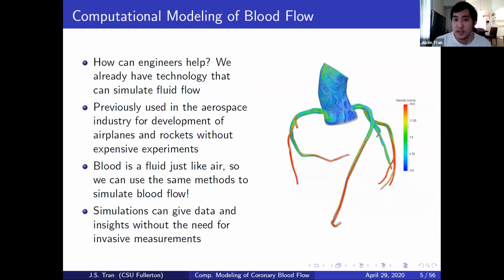So the idea with this kind of technology is that if there's some suspicion that you might be under some cardiovascular risk factors, you can go in and get a simulation that's tailor-made to you, and we can use that to help diagnose your disease.